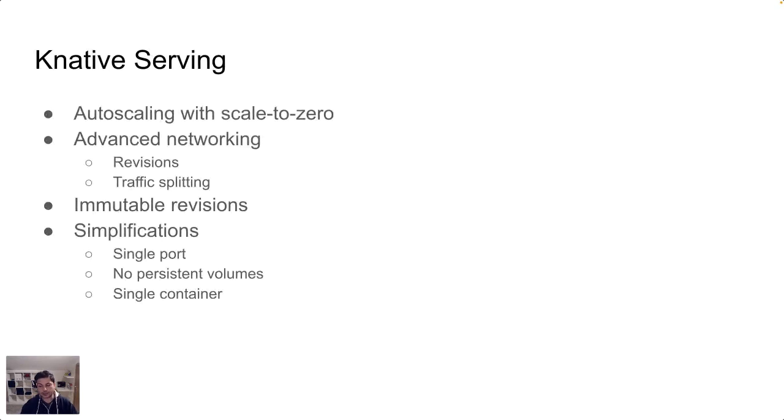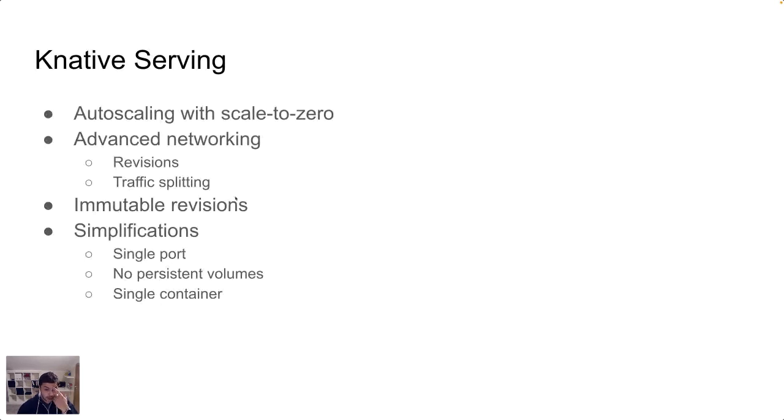It's also about networking, as in you can create revisions, you can do traffic splitting and things like that. That means when you have a Knative serving service, you can do things like canary deployments and AB deployments, blue-green deployments and things like that. So just have some portion of the requests going to a specific version of your workload.